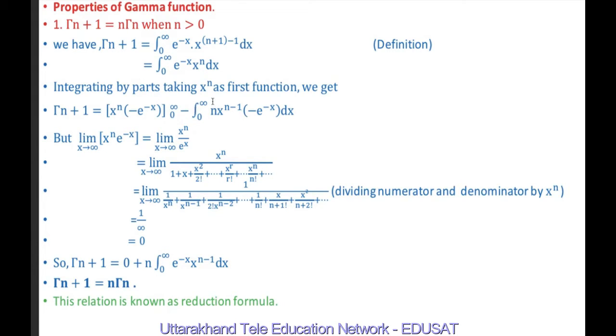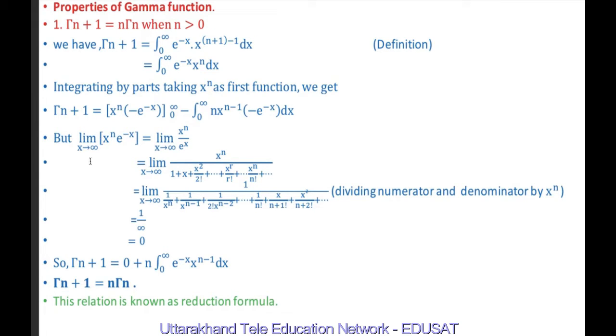Minus integral from 0 to infinity, derivative of first. Derivative of x raised to power n is n x raised to power n minus 1, integration of second, integration of e raised to power minus x, minus e raised to power minus x, and limits are from 0 to infinity. So first of all we will calculate this first term. x raised to power n e raised to power minus x is nothing but x raised to power n upon e raised to power x.